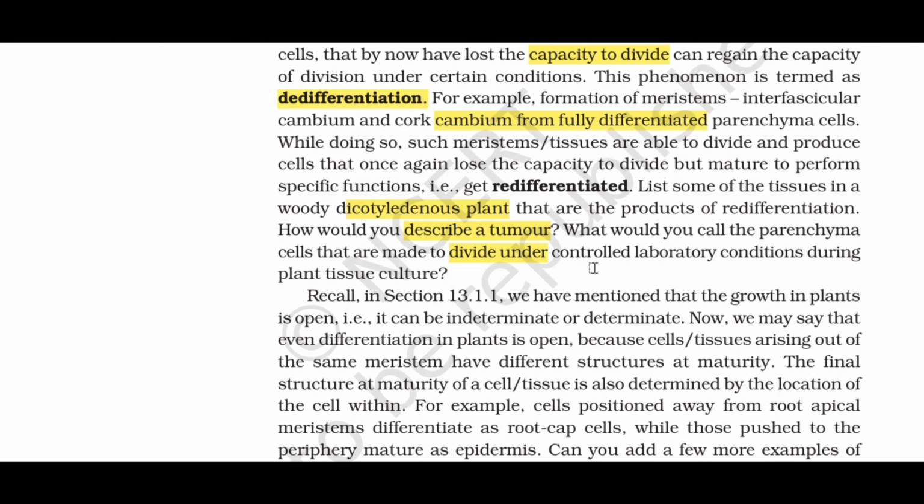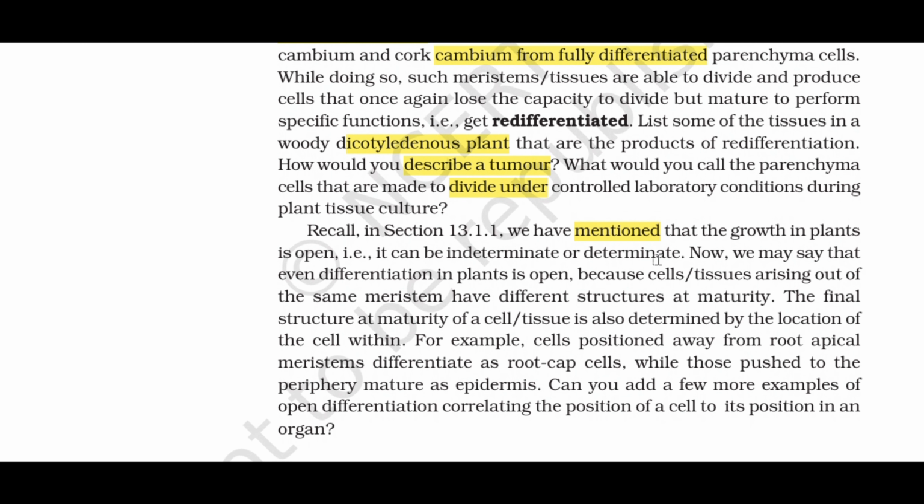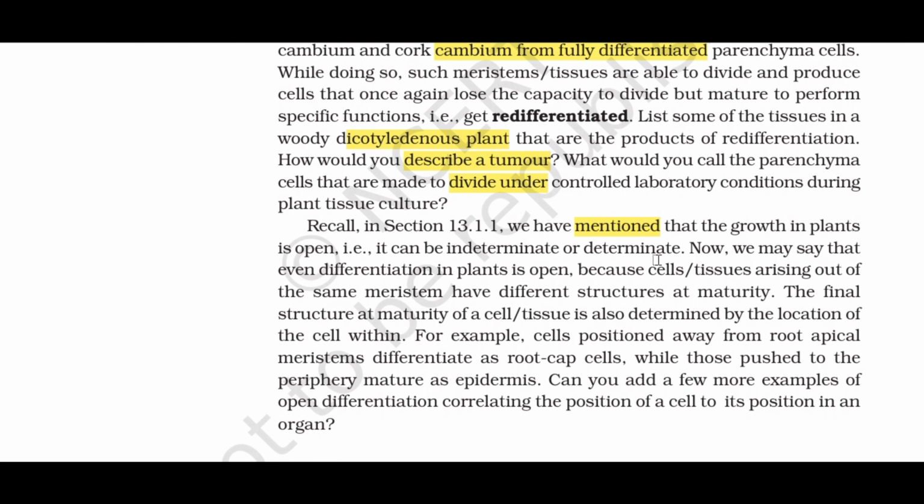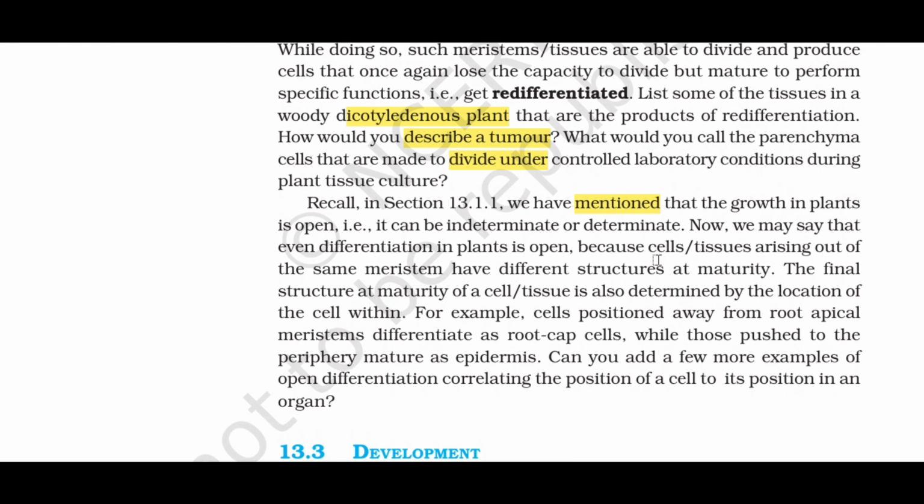Recall, in section 13.1.1, we have mentioned that the growth in plants is open, i.e., it can be indeterminate or determinate. Now, we may say that even differentiation in plants is open, because cells or tissues arising out of the same meristem have different structures at maturity. The final structure at maturity of a cell or tissue is also determined by the location of the cell within.